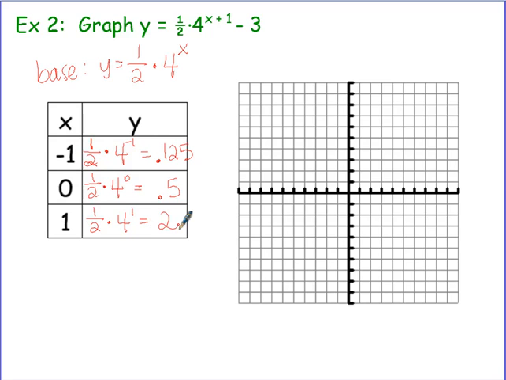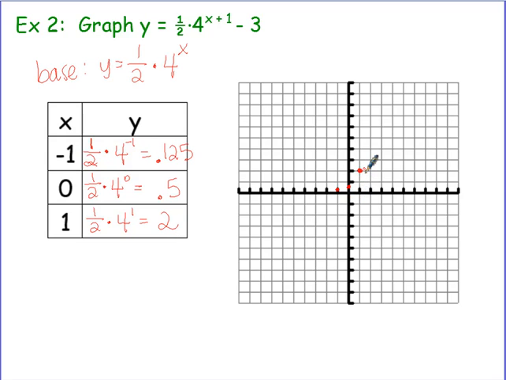So let's go ahead and plot our points. To the left 1, up 0.125. That's that little bit again. Left 1, up a little bit. Don't go left and right. Just go up a half a box. So up a half a box. Right 1, up 2. Right 1, up 2.